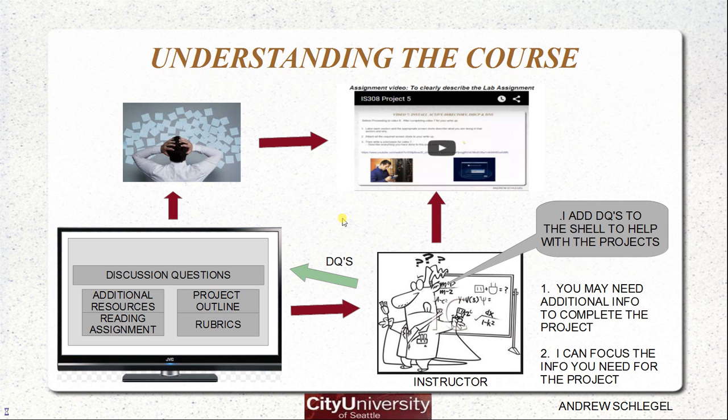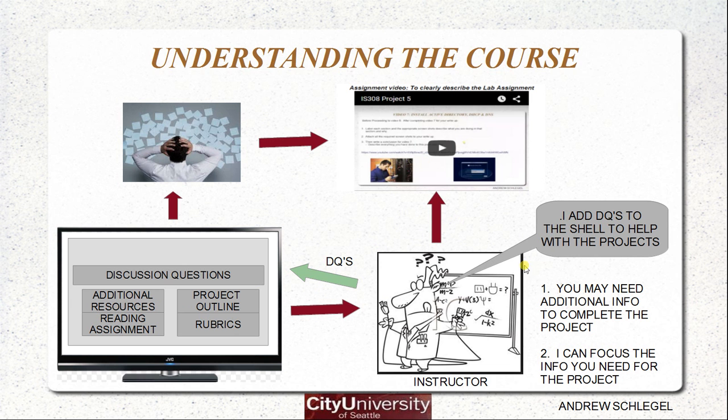So, what does this mean to you? It means that I can start to focus this information specifically as it is required to complete the project. Because remember, I know what you need to know to complete the project because I made it. And additionally, I'm going to be grading the project based on the rubric. So again, I know the depth and scope you need to go into on each topic to meet the rubrics, and I know the information you need to know to solve the problem.